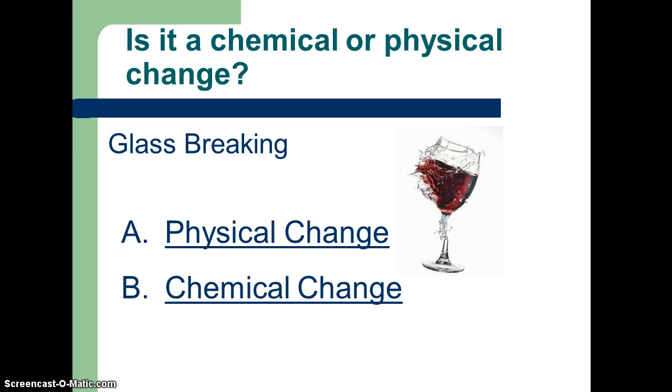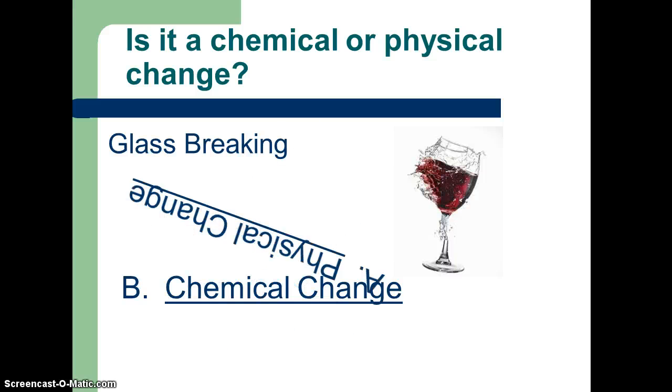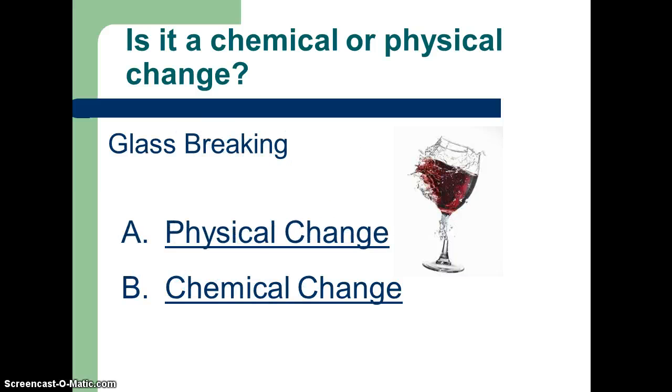We're going to move on to some examples just to make sure we really understand. So is it a chemical or a physical change? Glass breaking. Take a second to decide. Oh, you're right. A physical change. So it's still glass.